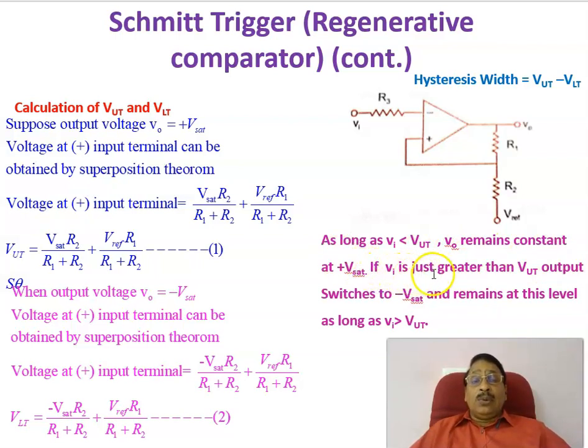If the input voltage is just greater than this threshold voltage, then the output voltage will be switching from plus Vsat to minus Vsat, and remains at this level as long as the input voltage is more than or equal to VLT, the lower threshold voltage. Until that point, the output voltage remains at minus Vsat.